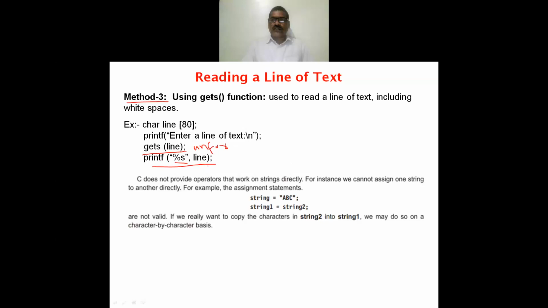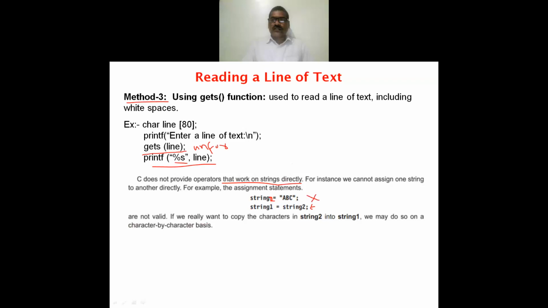Fine. So C does not provide operators which will work on strings directly. For instance, we cannot assign one string to another directly. For example, string 1 is ABC, and this is string 2. String 2 is equal to ABC. Then string 1 is equal to string 2. So we want to copy this string 2 value into string 1. This is not a valid case.